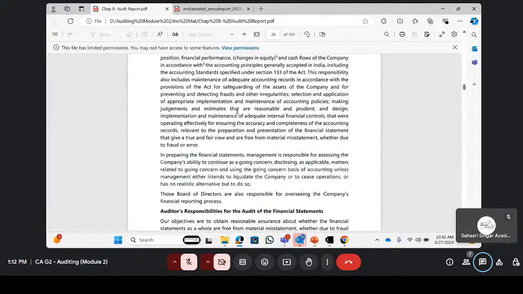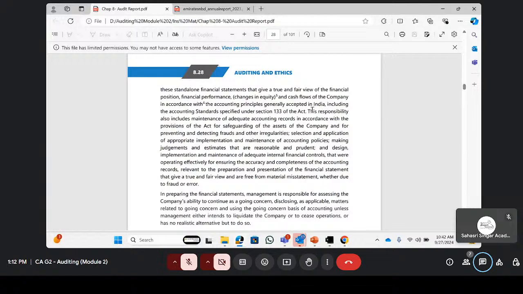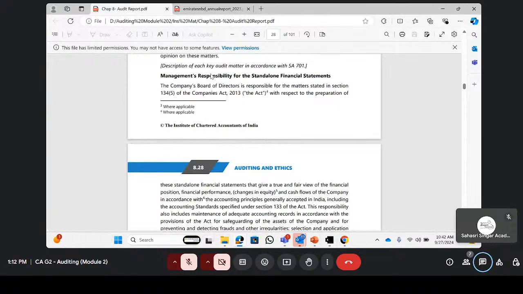And you can see the other points we have described here are given in the paragraph. It also includes maintenance of accounting records, safeguarding of assets, detecting frauds and errors, and irregularities. These are all management responsibilities. When you say this paragraph is about management responsibility, you are highlighting that the board of directors is responsible. It is not you, it is they.